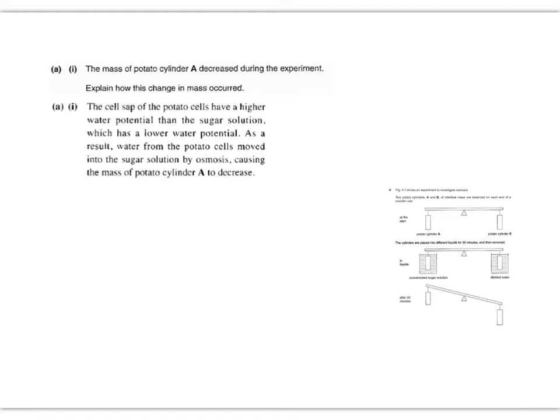So mass of potato cylinder A decreased. Explain why this occurred. Now notice the answers. We always refer to the water potential where? In the cell sap of the potato cells versus the solution. Higher than that of, so that you don't repeat this phrase again. Because it's always from a region of high water potential to a region of lower water potential.